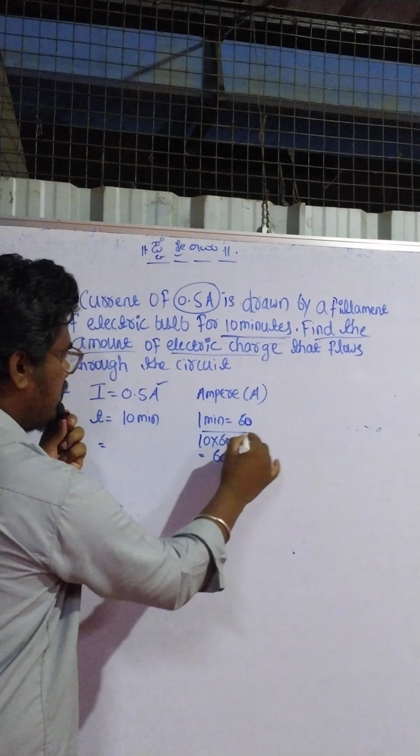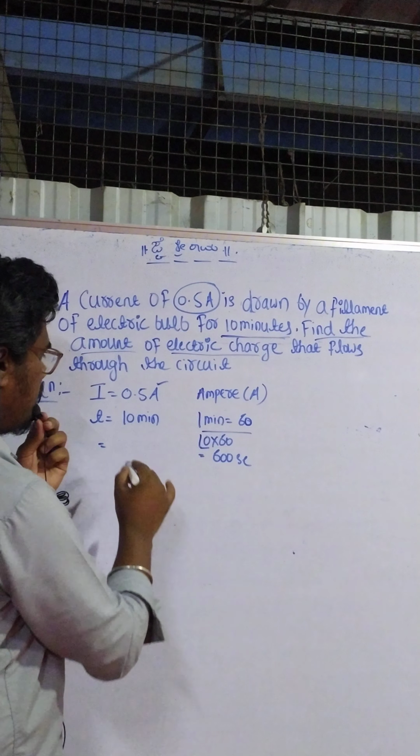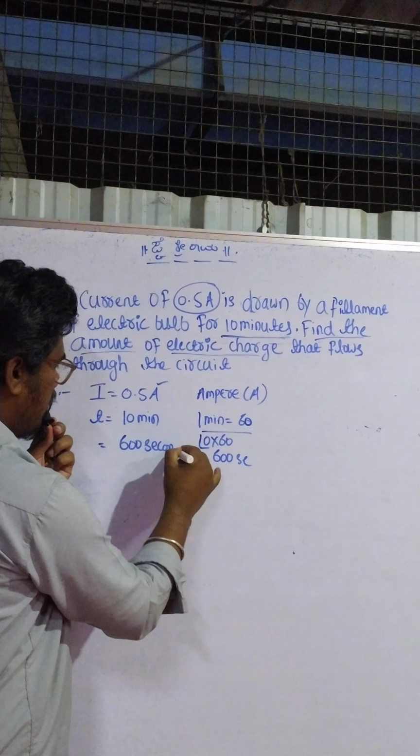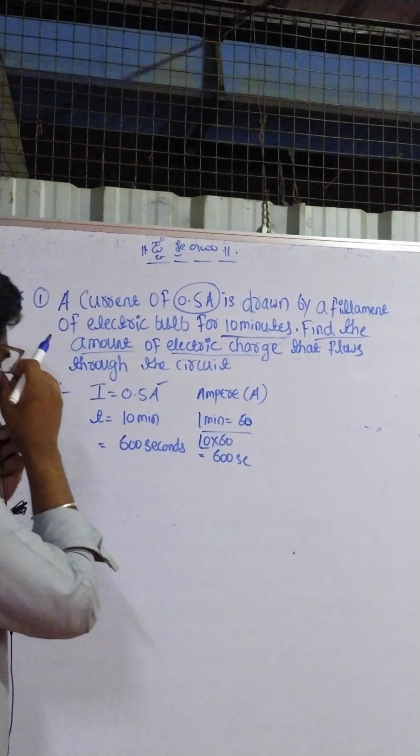So 1 minute contains 60 seconds, and the total number of minutes is 10. So 10 into 60 means 600 seconds. Correct? 600 seconds.